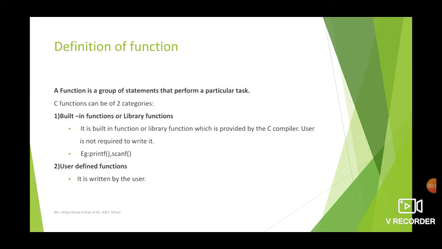First let us begin with the definition of the function. A function is a group of statements that performs a particular task. If you write a set of statements that performs a particular task, then it is called a function. Functions in C can be categorized into two ways: either user-defined function or library function, and library functions are also called built-in functions.